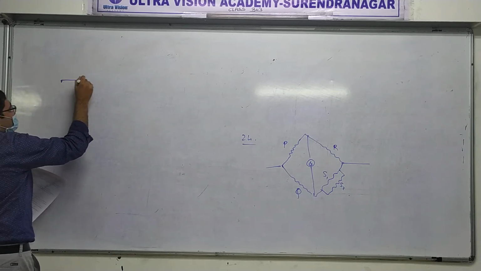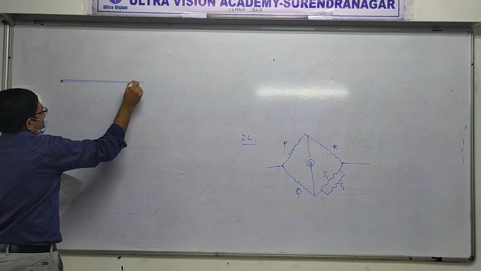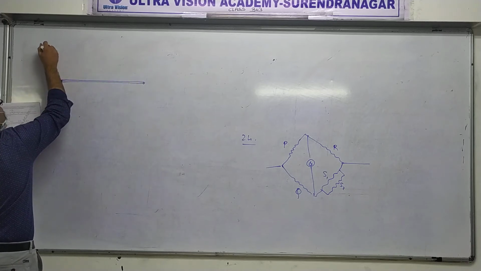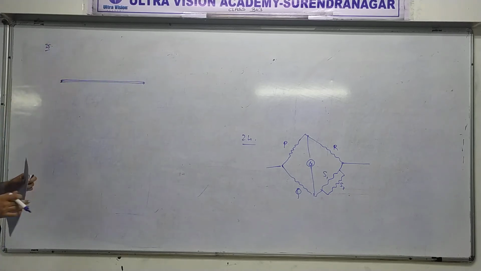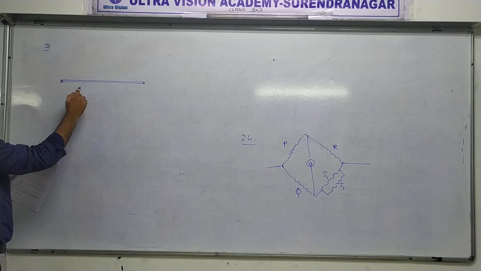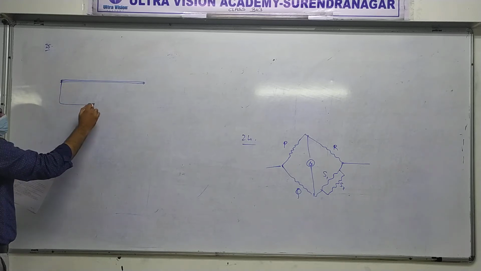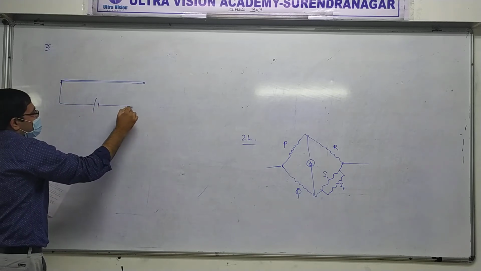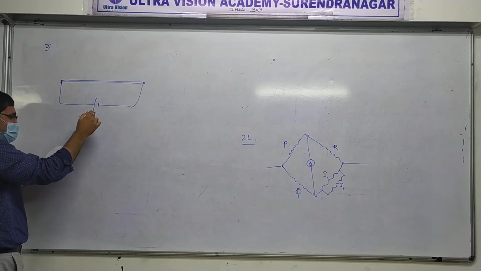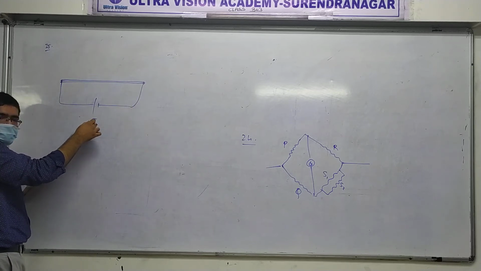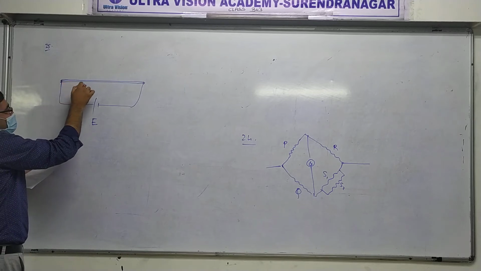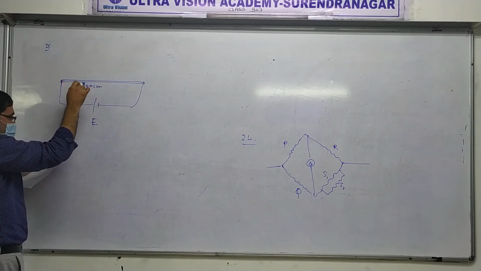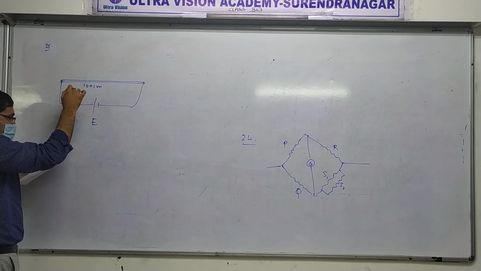So for the potentiometer wire, we will always draw the simplistic version of the circuit. This is the potentiometer wire. Now, what is given? It has a standard cell connected to it. Let's say this is that standard cell, E. What's the length of the wire? 100 cm or 1 meter. It is used to measure the EMF of a battery whose internal resistance is 0.5.